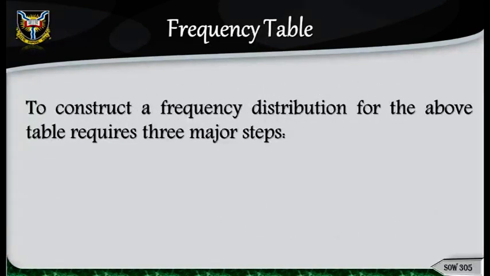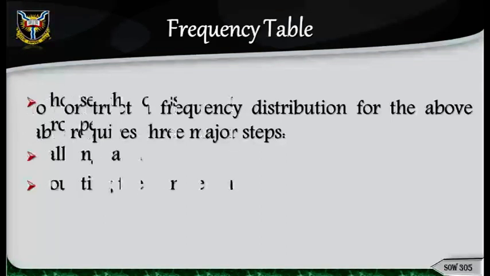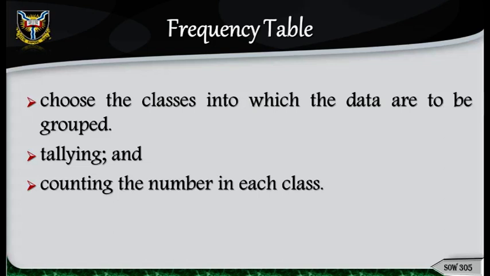To construct a frequency distribution for the above table requires 3 major steps. 1. Choose the classes into which the data are to be grouped. When grouping data, do not let the width be too large, otherwise there will be loss of information, nor too narrow, or you will be back to the problem of too large numbers to manage. 2. Tallying. And 3. Counting the number in each class.